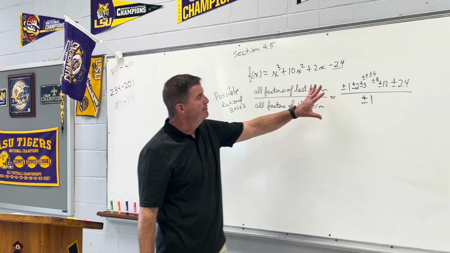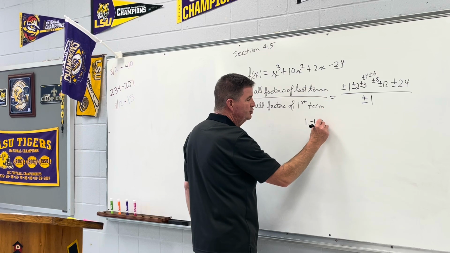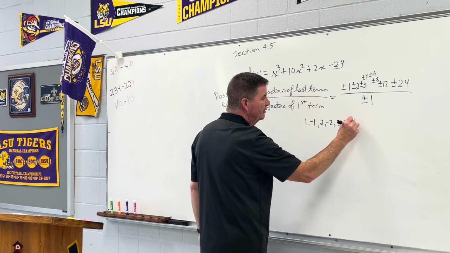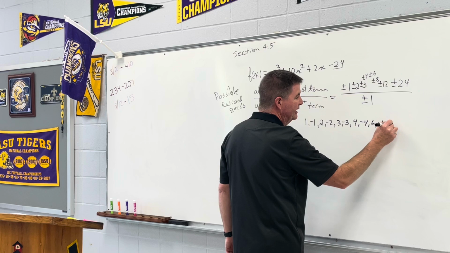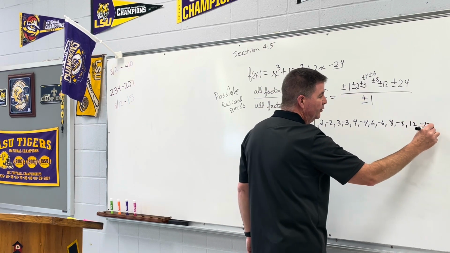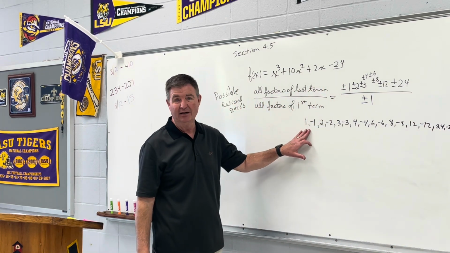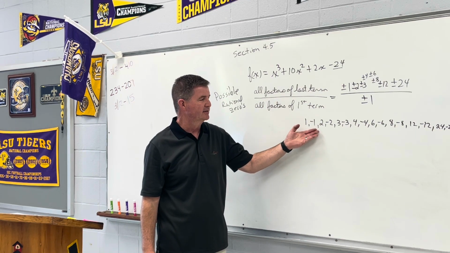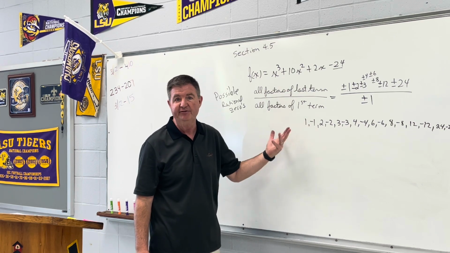So these are my possible zeros, which would be 1, negative 1, 2, negative 2, 3, negative 3, 4 and the negative, 6 and the negative, 8 and the negative, 12, and 24. Now, this is a lot of possibilities, but if you think about it, in the grand scheme of things, this really narrows it down. This narrows it down to be way less than an infinite number.